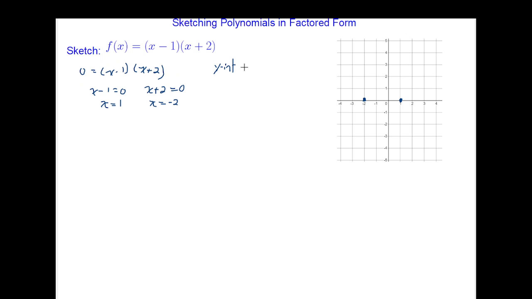And remember, in order to find the y-intercept, we set x equal to 0 and solve for y, or in this case, f of x. So f of x, sorry, let's backtrack here. We're going to set x equal to 0. So f of 0 is equal to, we'll sub in a 0 everywhere we see an x, 0 minus 1 times 0 plus 2. Which will give us negative 1 times a positive 2, which will be a negative 2. So we know that when x is 0, y is negative 2.